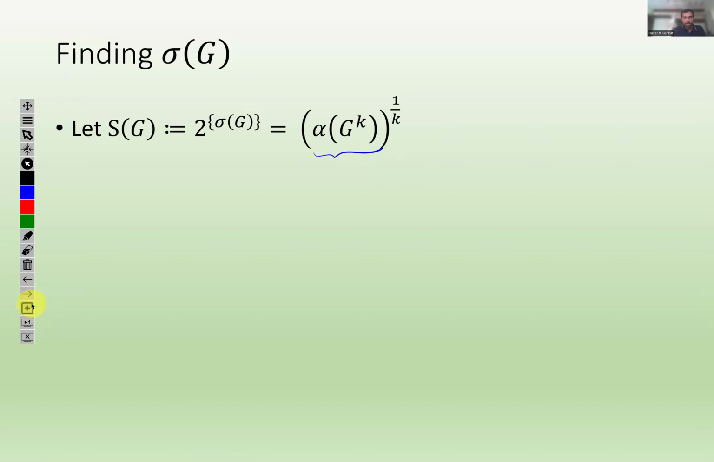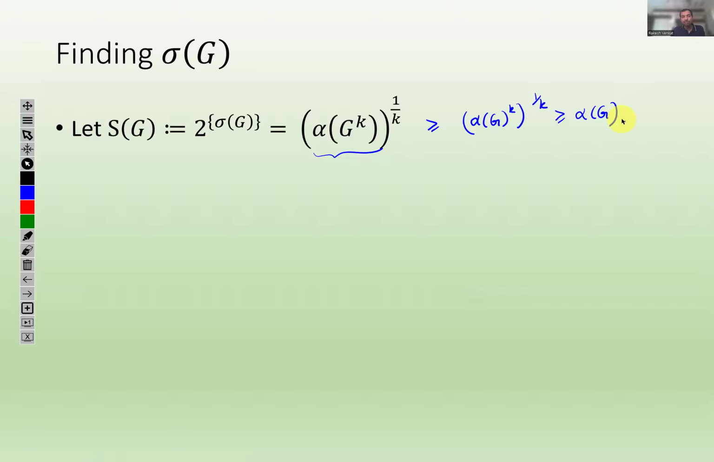Now, to give you some sense of scale, we know that this is at least alpha of G to the power of k, whole to the 1 over k. Notice that the k has moved out. So the maximum independent set in G power k is at least the maximum independent set size in G to the power k, and then I'm taking a 1 over k power of that. So this is at least alpha of G. This quantity I'm calling capital S of G.